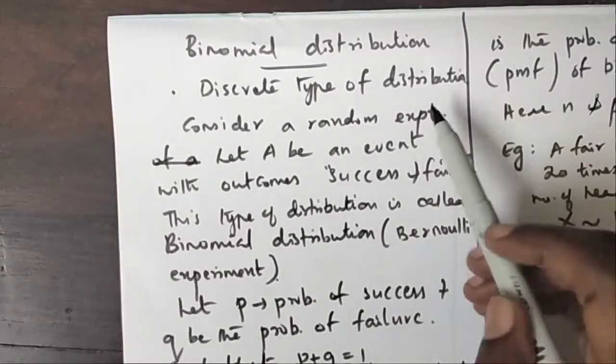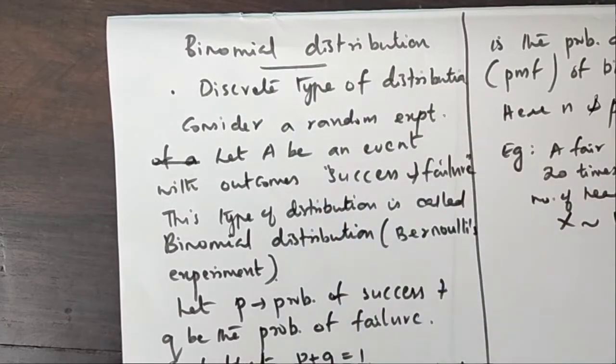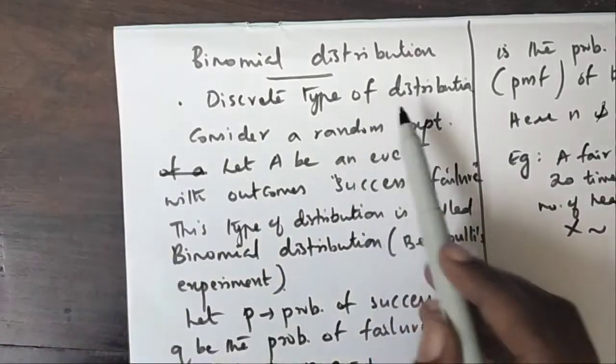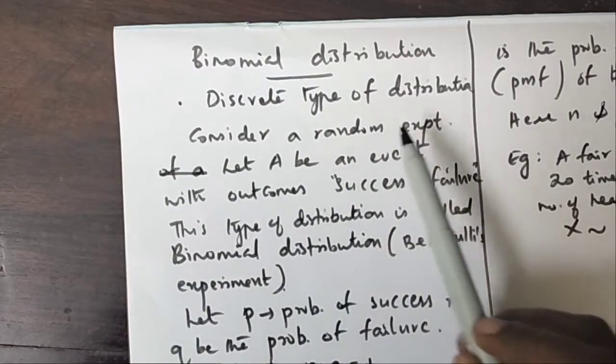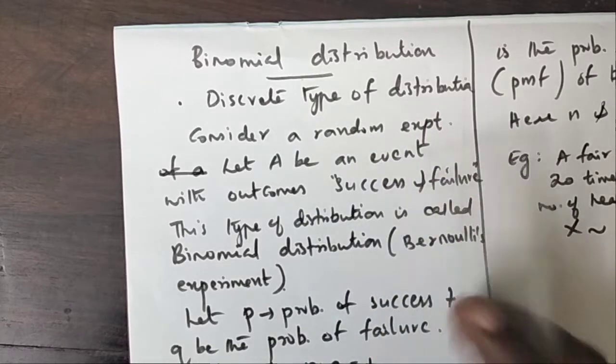So next is a special type of discrete random variable, that is the binomial variable. This distribution is a discrete type of distribution, the binomial distribution. So what is a binomial distribution? It's a discrete type of distribution.